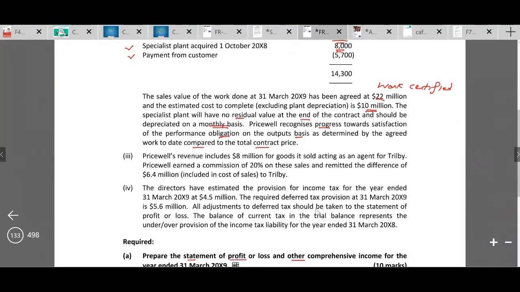Pricewell revenue includes 8 million for goods sold acting as an agent, and you know that revenue is only the income from the ordinary course of business, and it does not include agency commissions and things like that. Pricewell earned a commission of 20% on these sales and remitted the difference of 6.4 million, included in the cost of sales. Fine.